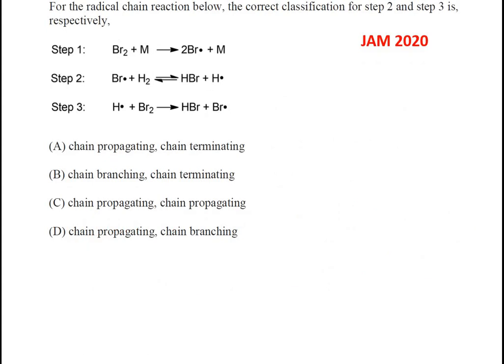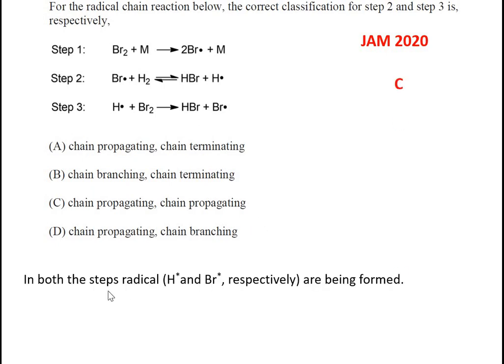Well, it's a simple question. For the radical chain reaction below, the correct classification for step 2 and step 3 is, respectively, what? So step 2 and step 3, if you see it carefully, in both the steps, the radical H and the radical Br are formed. So in both the steps, radicals are being formed. That means both are propagating steps. So option C is the right one, because in both the steps, radicals are being formed.